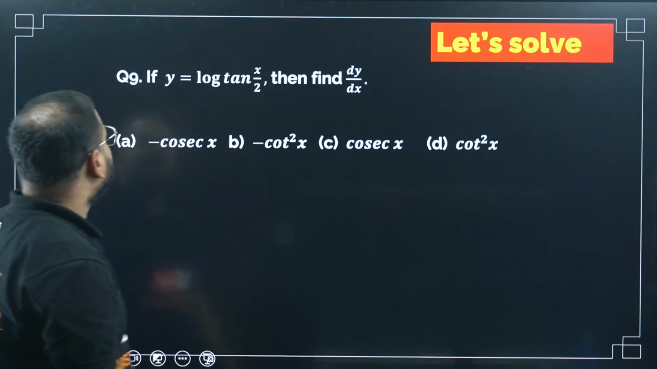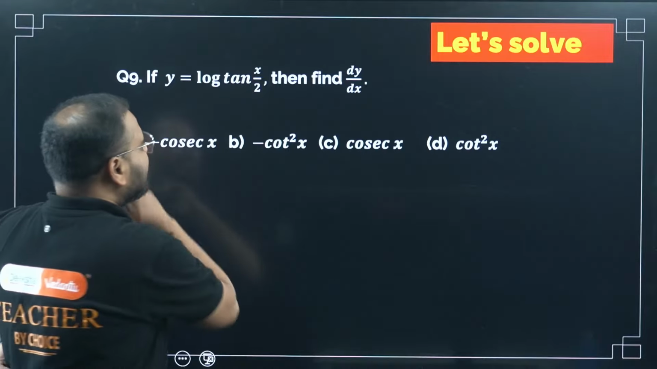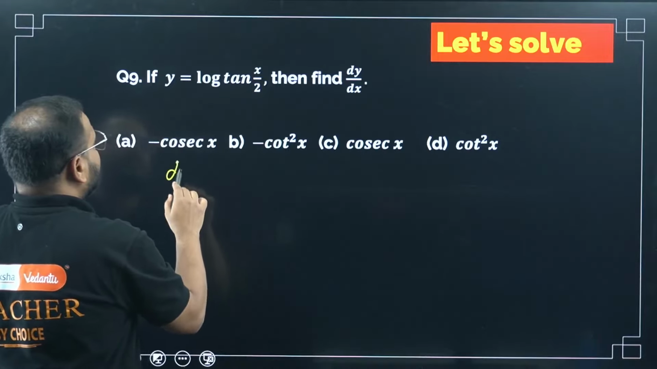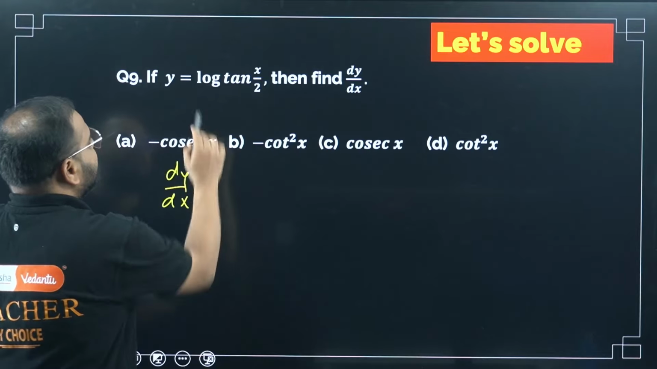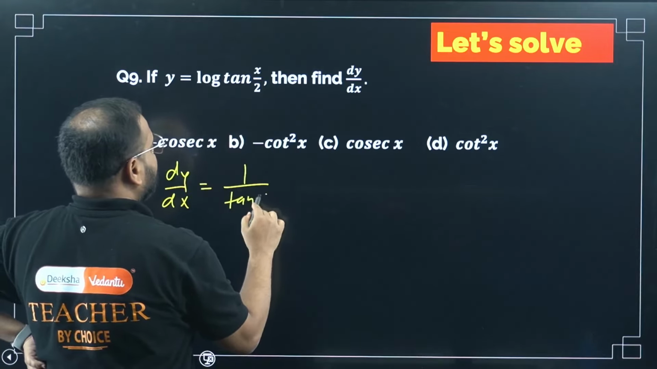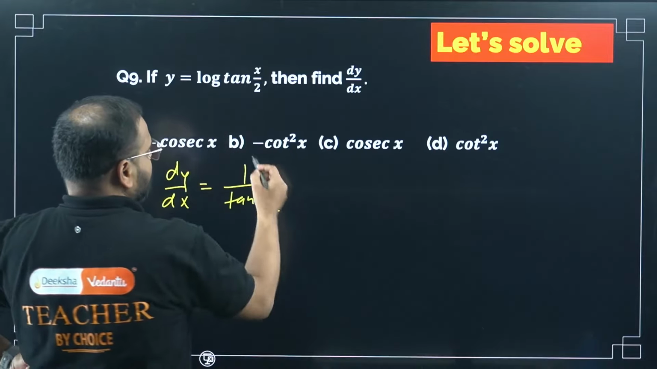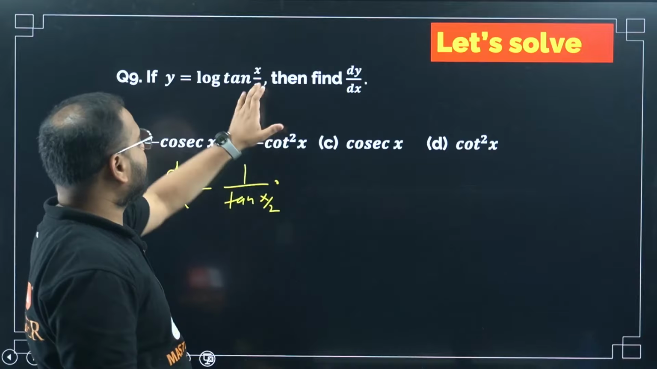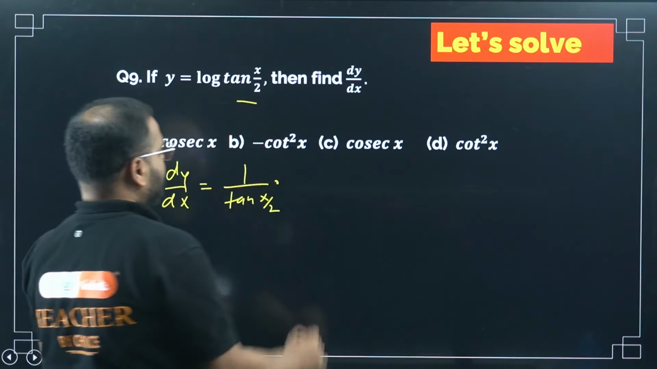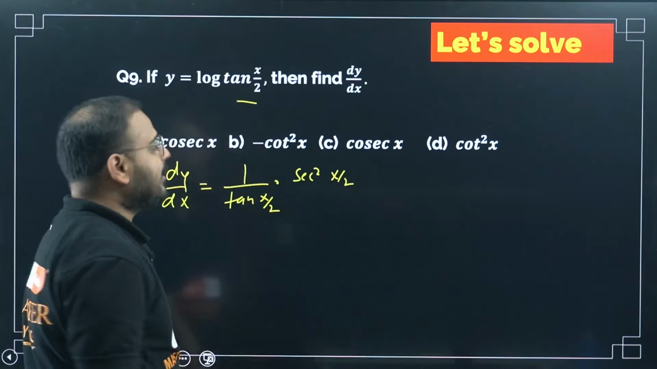9th one. If y equals log tan x by 2, find dy by dx. This is a very simple question, right? So how will this look like? dy by dx will be, differentiation of log will be what? 1 by tan x by 2, correct? And differentiation, is it enough? No, I have to do the chain rule also. Tan x by 2 will become what? Sec square x by 2. Yes or no? Yes, sir.